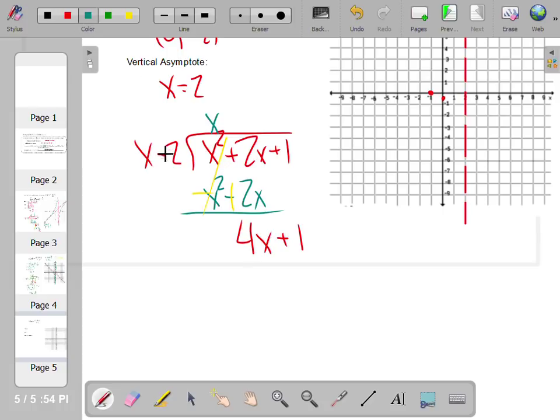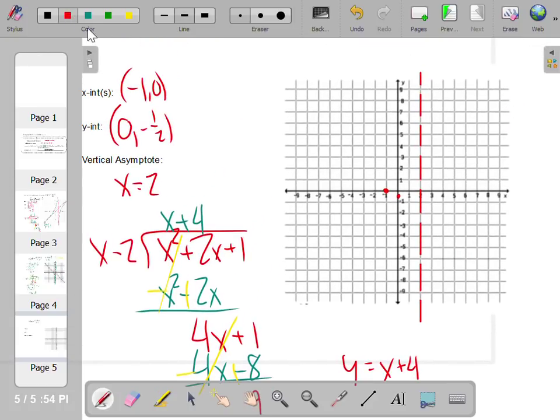Now I've got to do it again. X times 4 is 4x, distribute, 4x minus 8. Flip the signs. 1 plus 8 is 9, but I don't really care about that. That's the remainder. I got what I came for here. Y equals x plus 4 is the slant asymptote. So the y-intercept is 4. The slope is again 1.